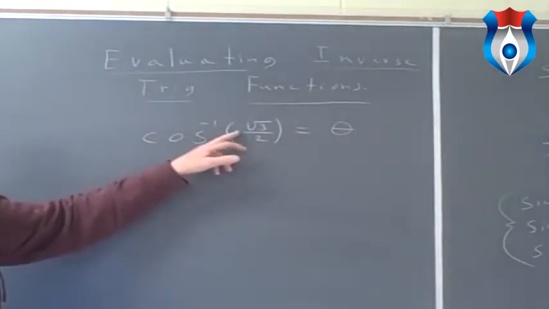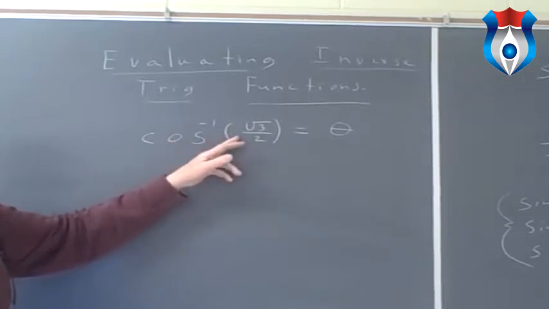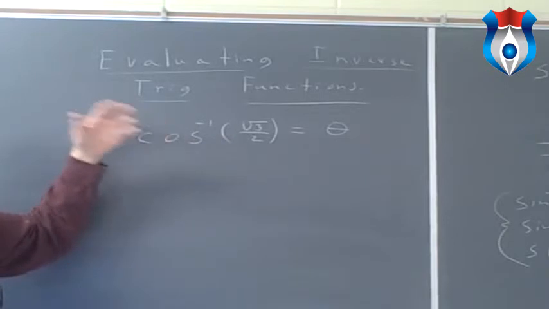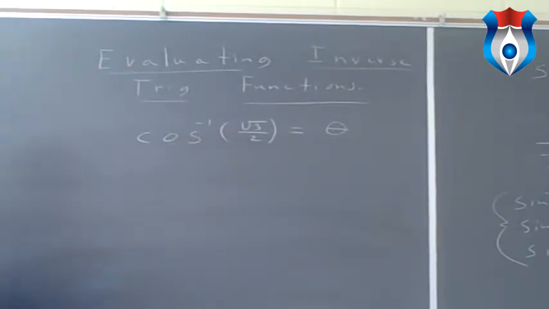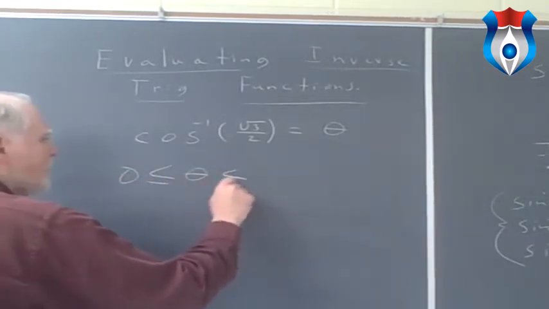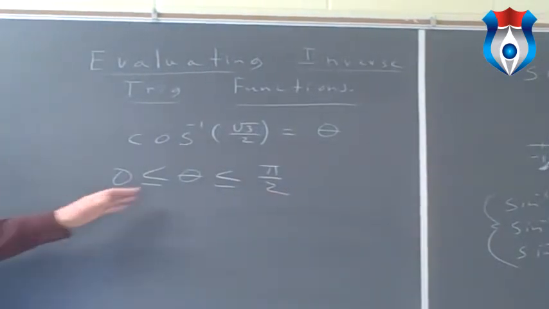Well, if the argument is positive, then theta is in the first quadrant. And that's true for every one of these that you go to evaluate, whether it's cosine inverse, sine inverse, cosecant inverse, whatever. If the argument is positive, then theta has to be greater than or equal to 0 and less than or equal to pi over 2. Okay? So that's the first thing.